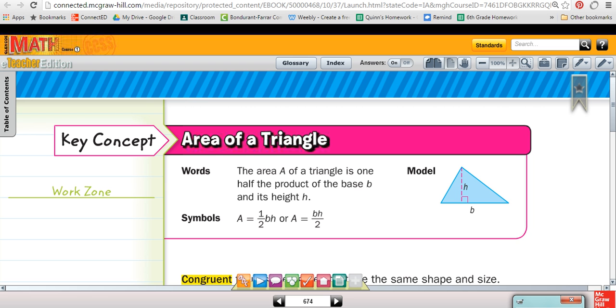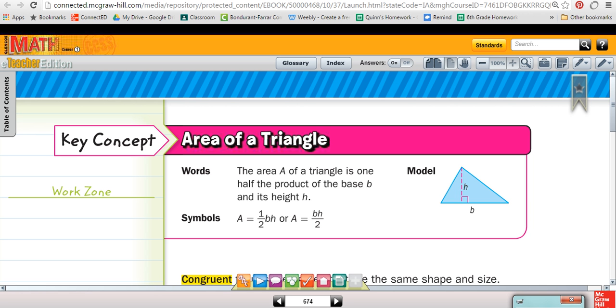Okay, now that you have your IMB page done and your homework completed, we're going to move on to talking about area of a triangle. So go ahead and turn in your textbook to page 674. We're going to skip straight to this page and skip the preview because we kind of did this a little bit in our IMB already and started this discussion.